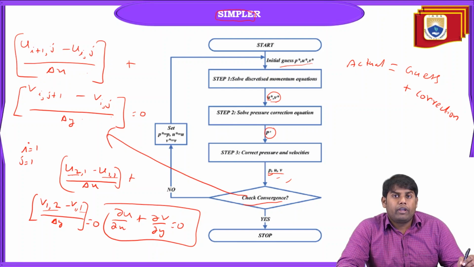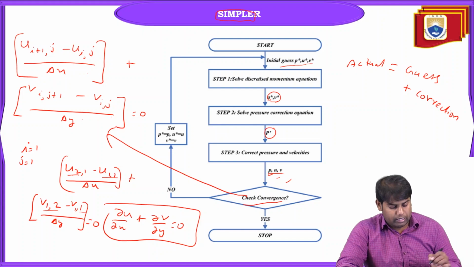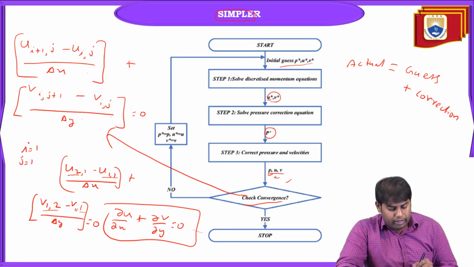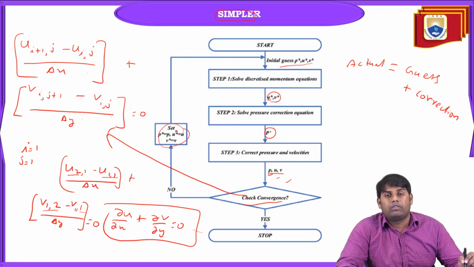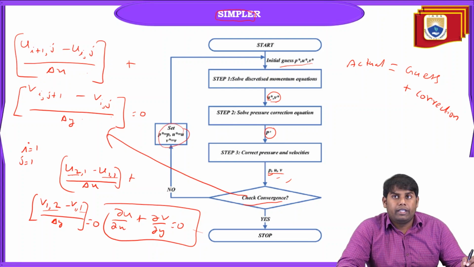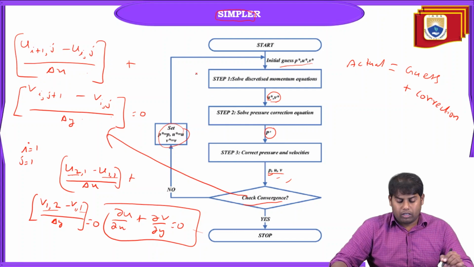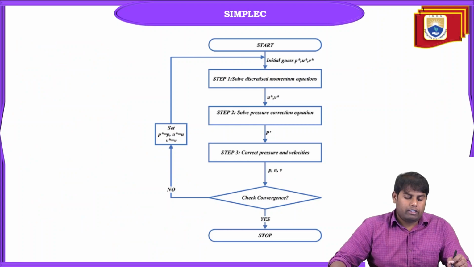So if you get a value, let's say greater than 1e minus 6, we will start the simulation again. How? Whatever values we get, we will take those as the new guess values. So here in the SIMPLER algorithm, we are additionally solving a discretized momentum equation. Fine. So we have one more algorithm which is called SIMPLEC.